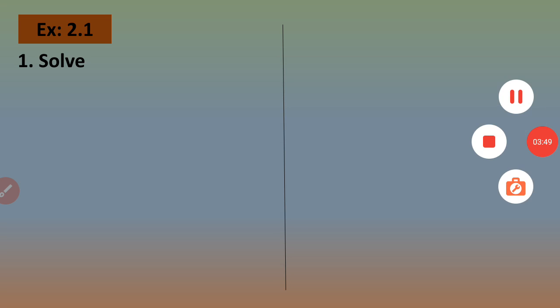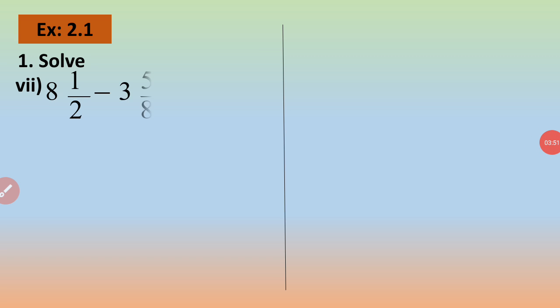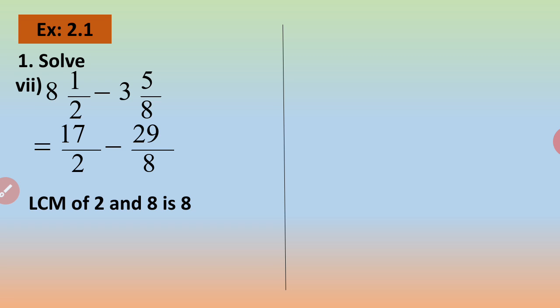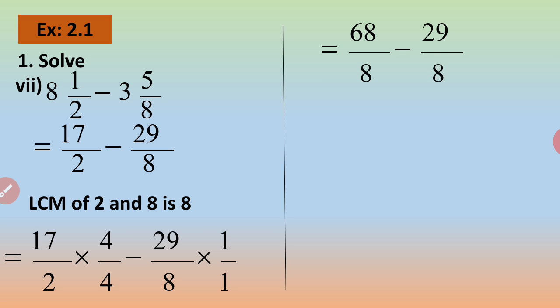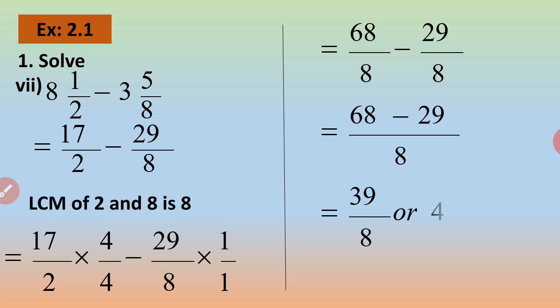Next, the seventh sub-question. Here there are two mixed fractions which are supposed to be subtracted. The first step as usual will be converting them to improper fractions. After that, you are going to find out the LCM of the denominators. Here the LCM is 8. Now make the denominators the same. Here there is a subtraction sign, a minus sign in between. So subtract the numerators and get the answer. The answer always should be in the reduced form. It is not compulsory every time to convert it into a mixed fraction.